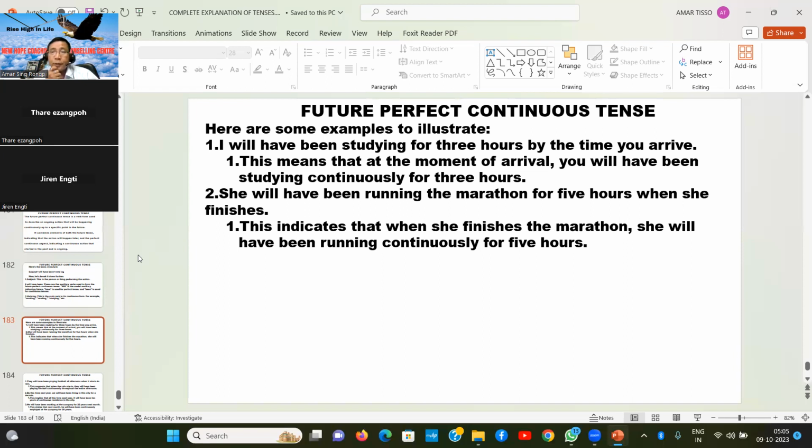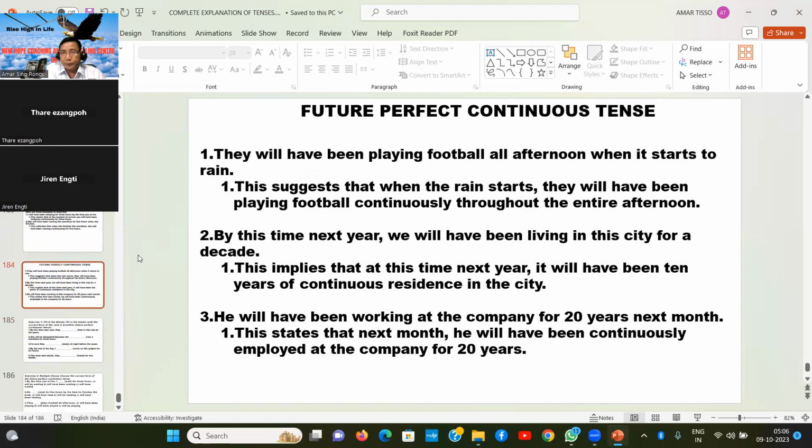So when she finishes the marathon, she will have been running continuously for 5 hours. So this is how we have to use indicating. Before that one, if we have another verb, then we can't use will again, because we have already will there in the second part of a sentence. Will have been running there. That's why she finishes is the verb. We have to use the simple present in the first verb. She finishes the marathon. She will have been running continuously for 5 hours. Okay, the clarity will be there if we go on this one.